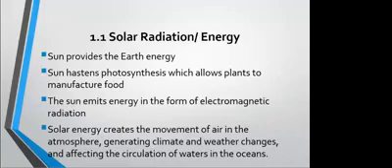If we go under the heat of the sun, we can feel that it is very hot because it transfers electromagnetic radiation towards us. It's the radiation emitted from the sun. Another is that solar energy creates the movement of air in the atmosphere, generating climate and weather changes and affecting the circulation of waters in the ocean.